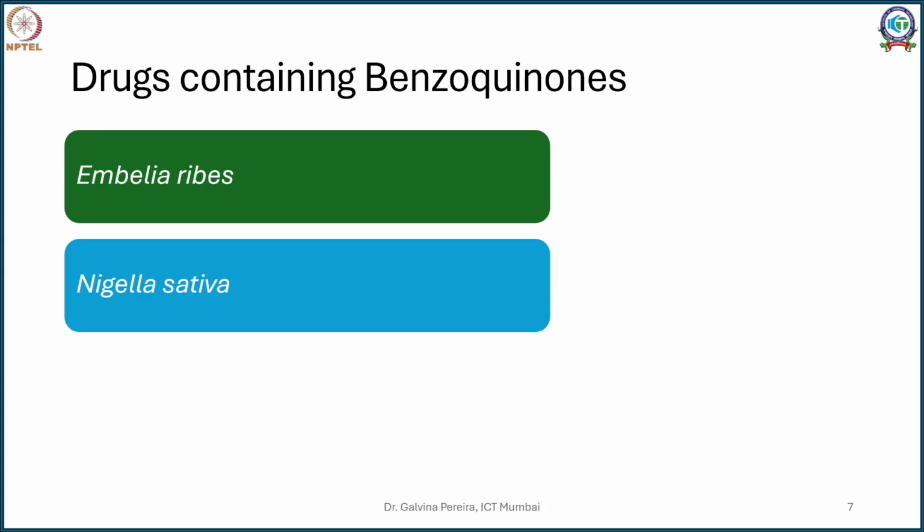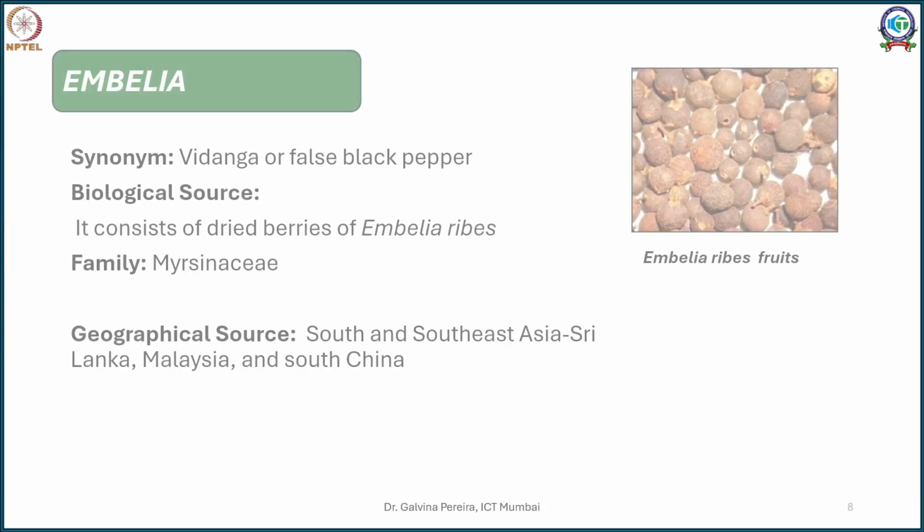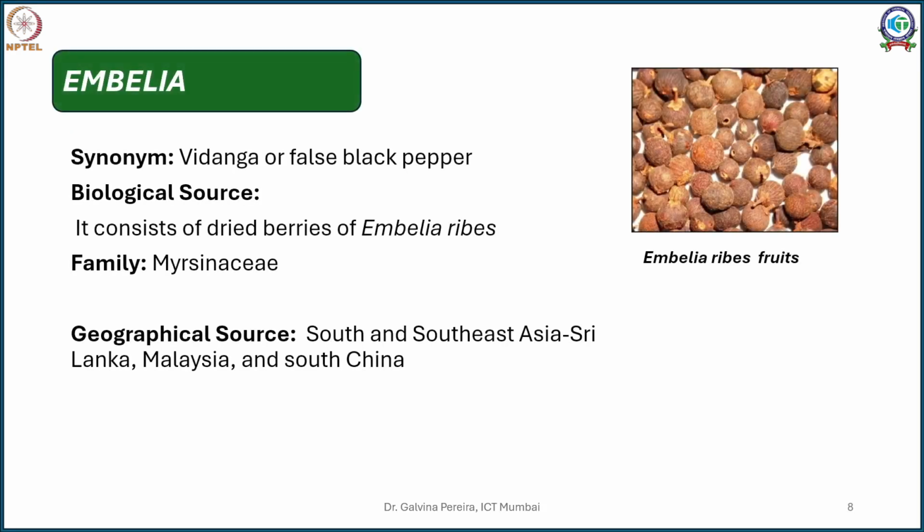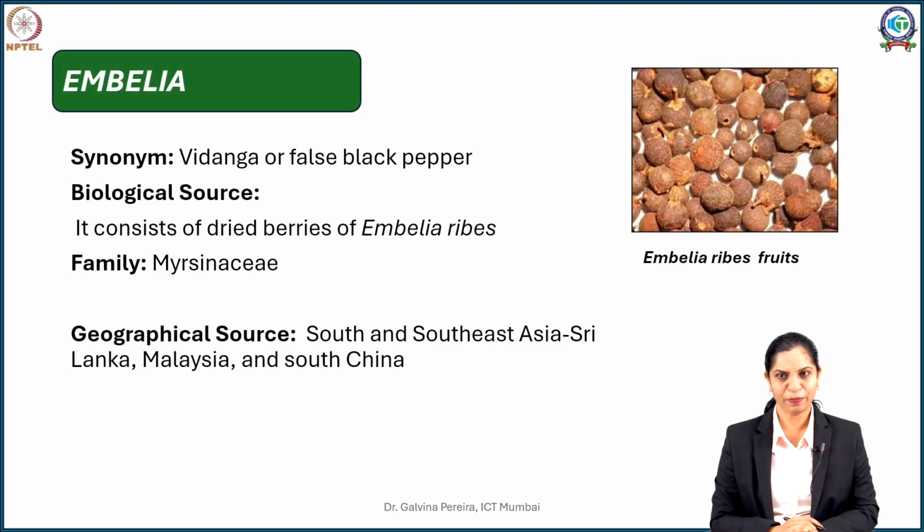We will first discuss Embelia ribes, that is your Embelia. Now Embelia is a plant very indigenous to us. It is called false black pepper or vaividang. So traditionally fruits of this plant have been boiled and given as a decoction to children, especially to ward off worms, or for its anthelmintic effect.